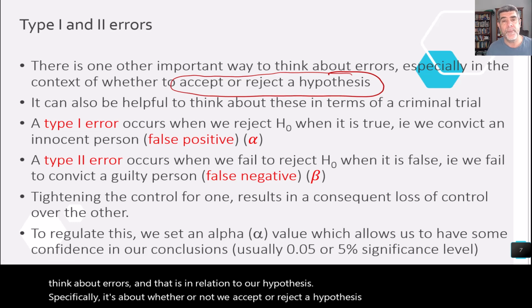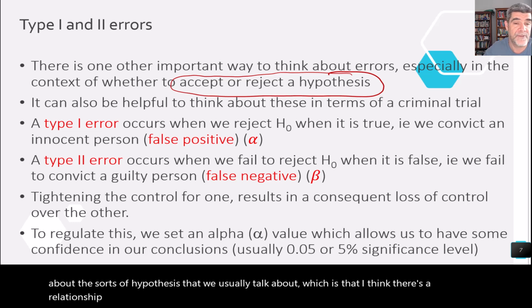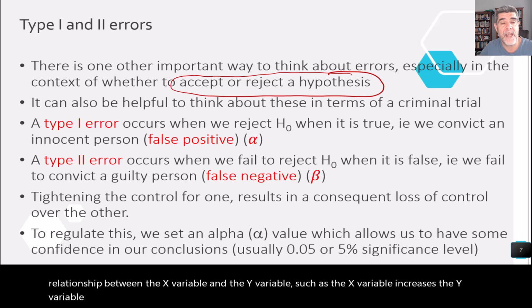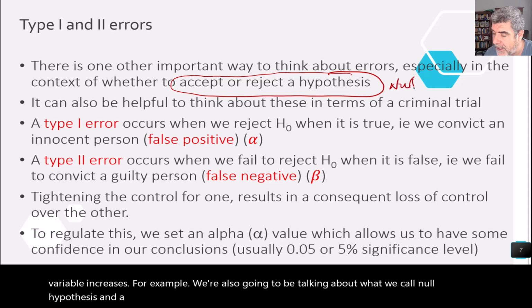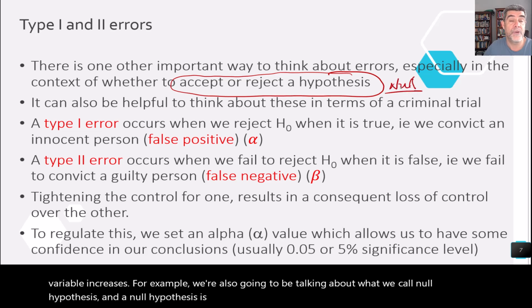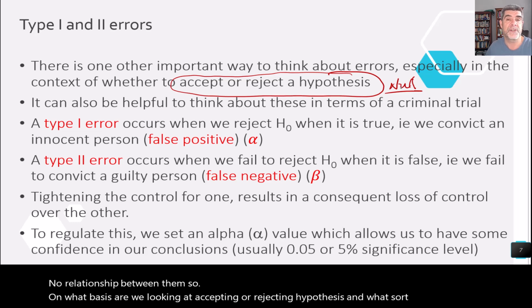So we're going to talk about the sorts of hypotheses that we usually talk about, which is that I think there's a relationship between the X variable and the Y variable, such as the X variable increases, the Y variable increases, for example. We're also going to be talking about what we call null hypotheses. And a null hypothesis is nothing, no relationship between them. So on what basis are we looking at accepting or rejecting hypotheses, and what sort of errors might be associated with this?